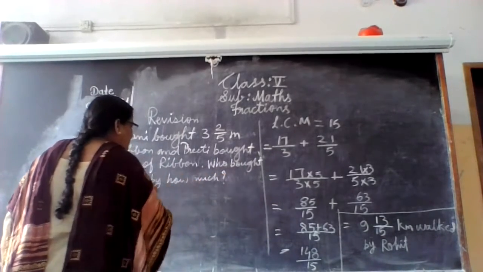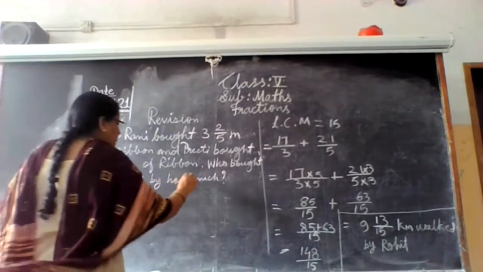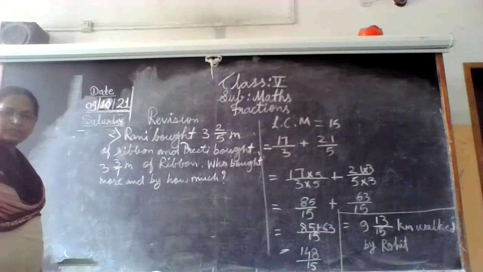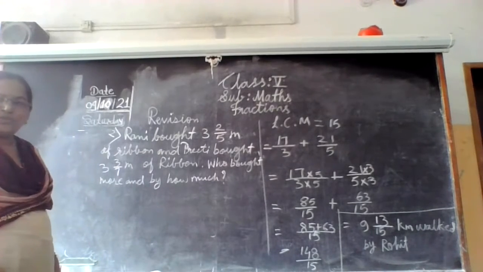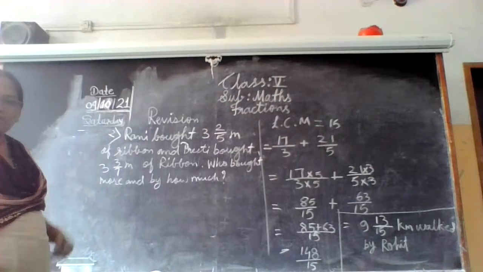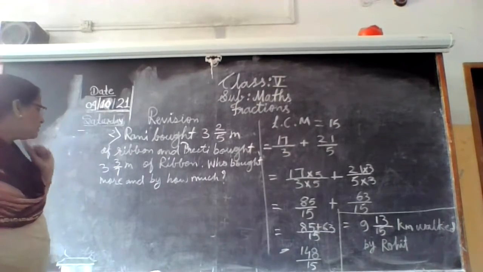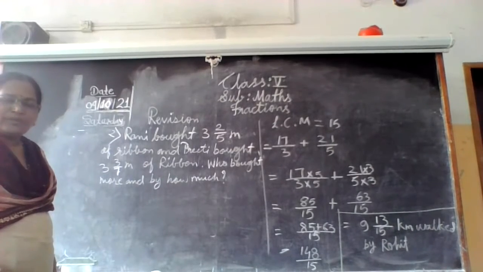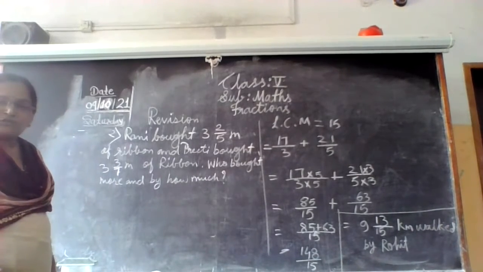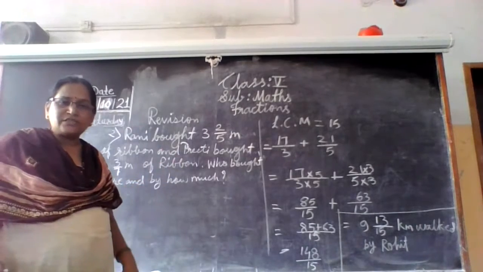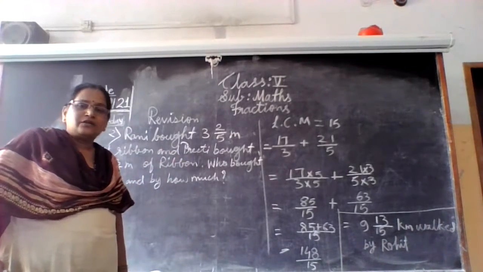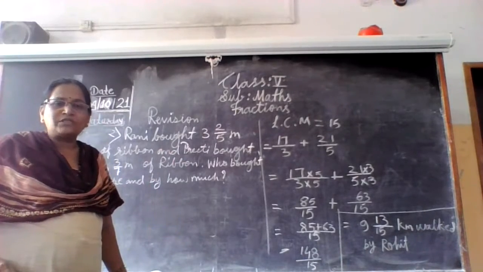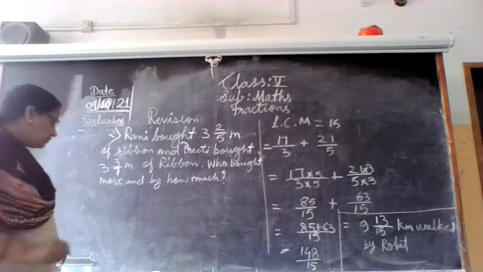Okay. So what is given in the question? Rani got 3 integer 2 upon 5 meter ribbon and Preeti got 3 integer 3 upon 7 meter of ribbon. So who got more? For that you have to compare both the fractions. So they will get who got more and by how much. To find by how much we have to subtract.